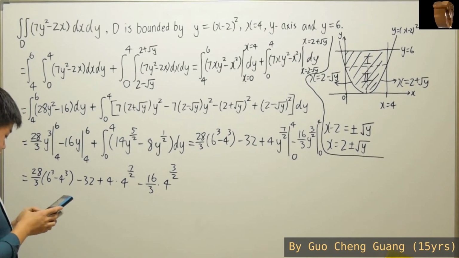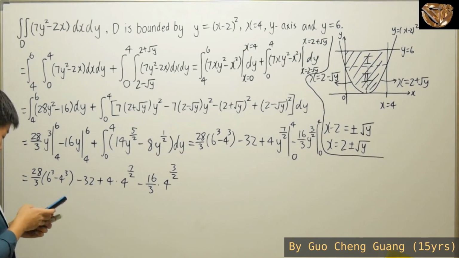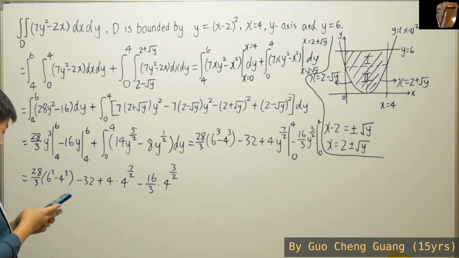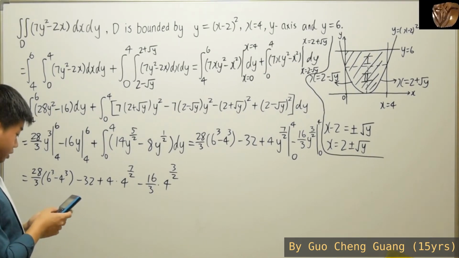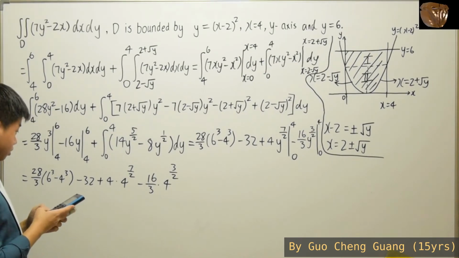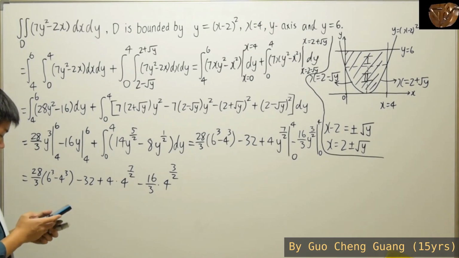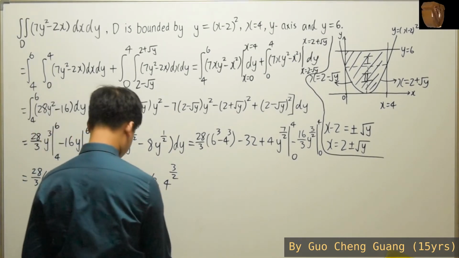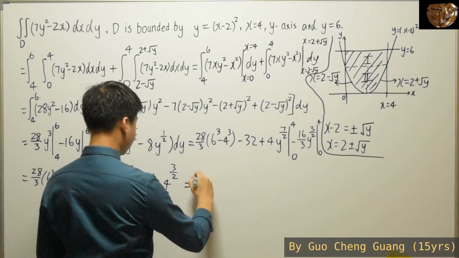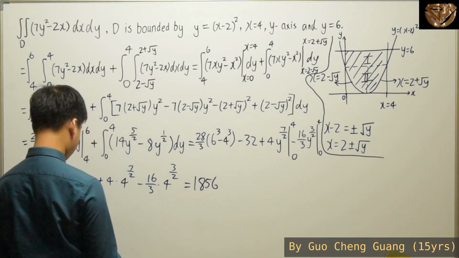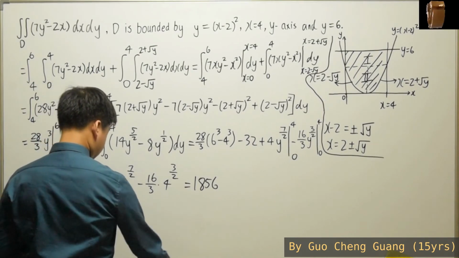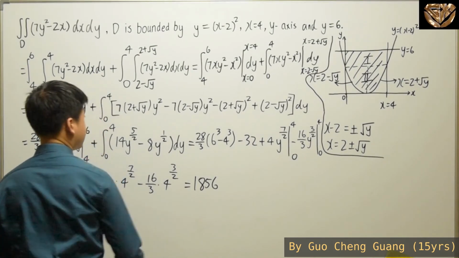So what you're going to see is 28 divided by 3 multiplied by 6 cubed minus 4 cubed minus 32, added on to 2 to the power of 9 minus. And so this part, the answer you get is 1856. Alright? So that will be the answer you have in this example.